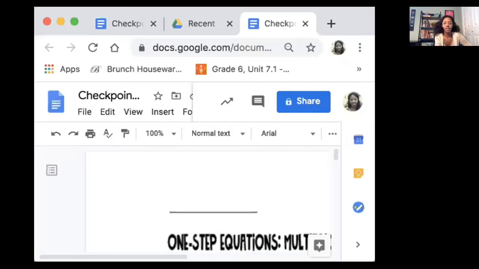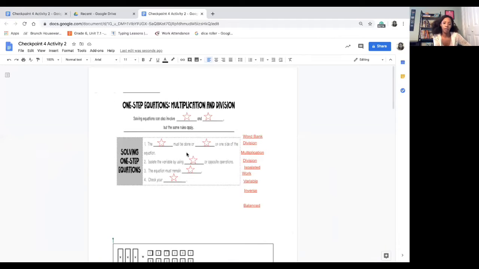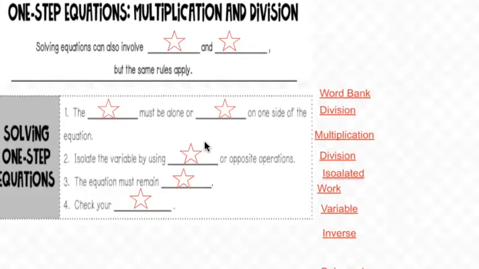Today we're going to work on solving equations. We're going to fill in the blank using vocabulary words that I will be discussing to understand how to solve equations. This lesson is adapted for the students. It is taken from a curriculum called Maneuvering the Middle. So let's get started. Number 1 says one-step equations, multiplication and division.